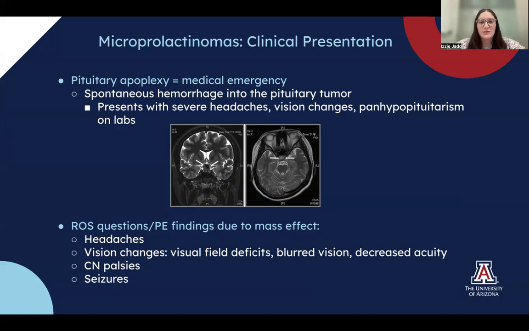ROS questions or physical exam findings we could link with mass effect are headaches, vision changes as discussed, but digging a little deeper with any visual field deficits, blurred vision, decreased acuity. On physical exam, you might want to watch out for any cranial nerve palsies and ask the patient if they've experienced seizures.